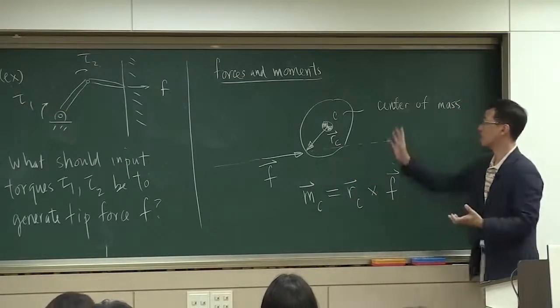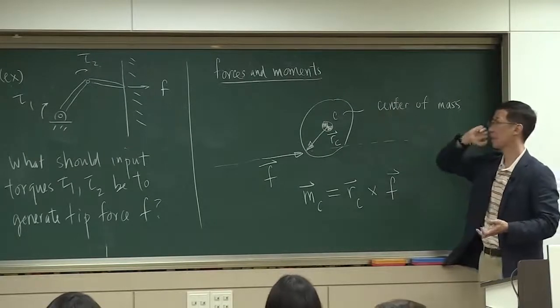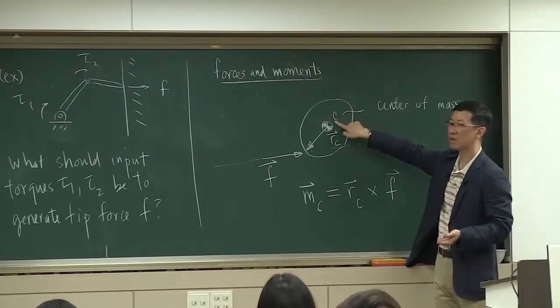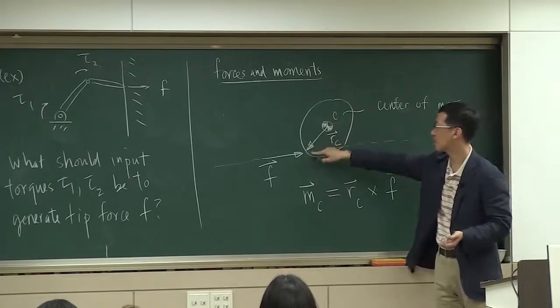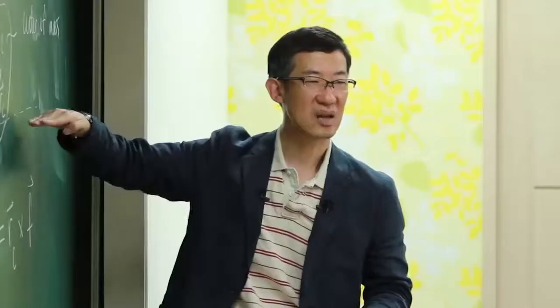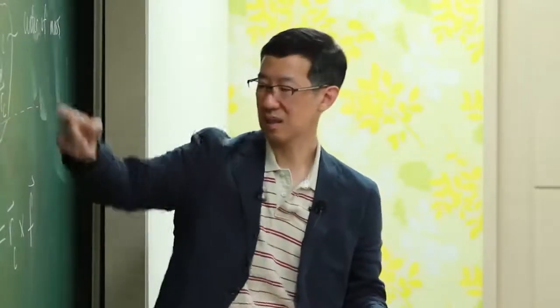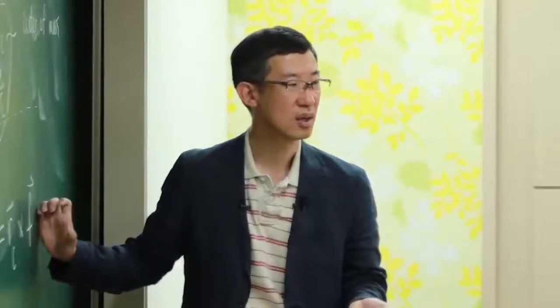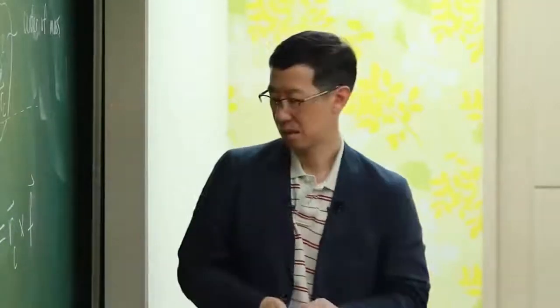So if there's a moment, there's going to be some rotation. Now, if the center of mass happens to lie on the line of action of the force, then you can see that this is going to be 0, so there's going to be no moment.